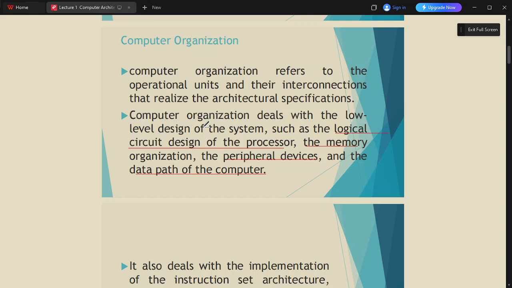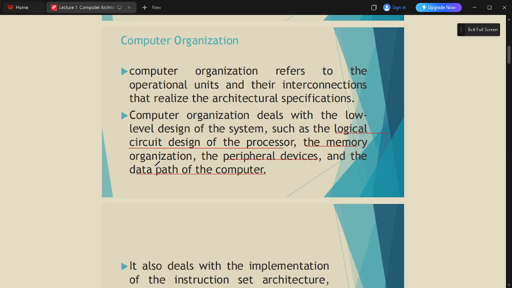This same logical circuit design of the process determines how instructions are handled step by step to ensure a correct flow of information. Then the next point there says the memory organization. What is meant by memory organization?